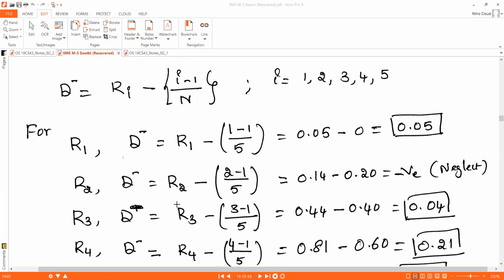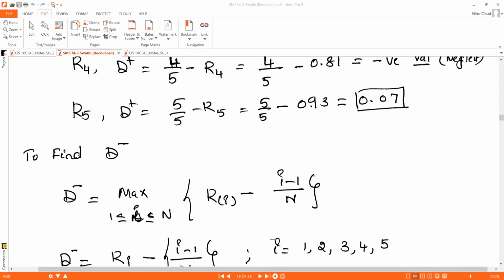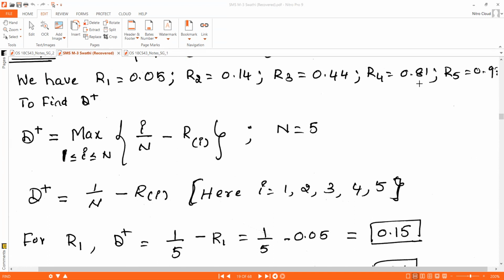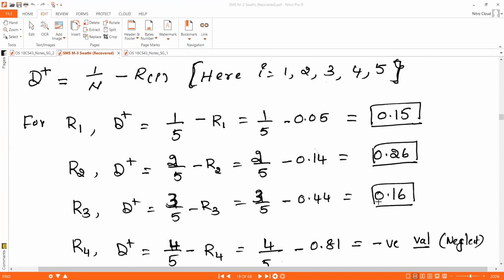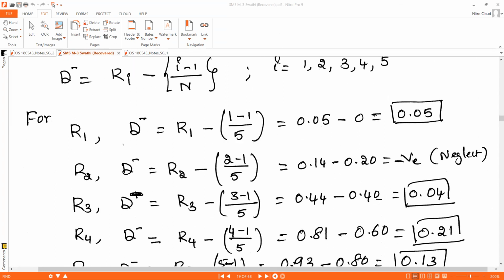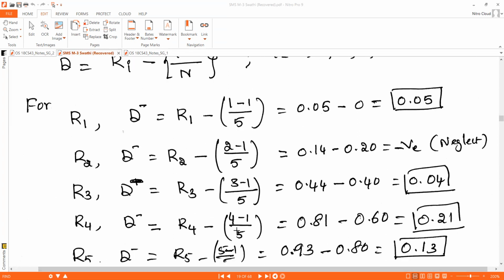Wherever i is there in this formula, we need to substitute 4. So d minus will become R4 minus (4 minus 1) by 5. What is the R4 value? R4 value is 0.81. 0.81 minus (4 minus 1) divided by 5, which is 0.60, we will get d minus value is 0.21.